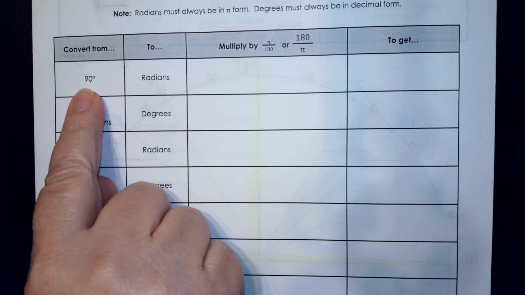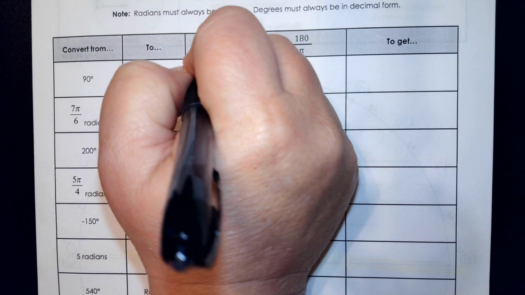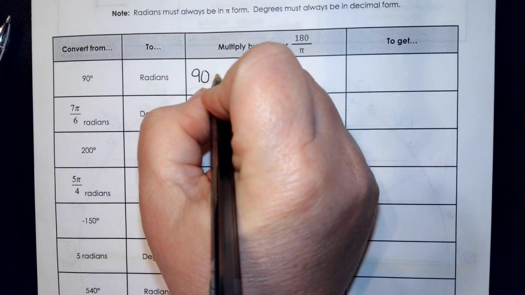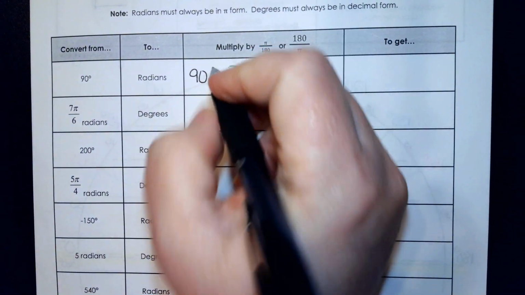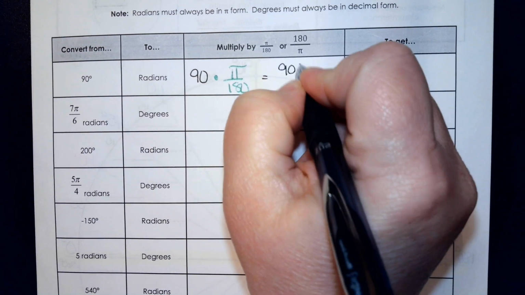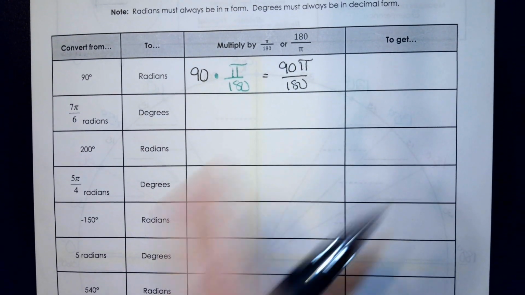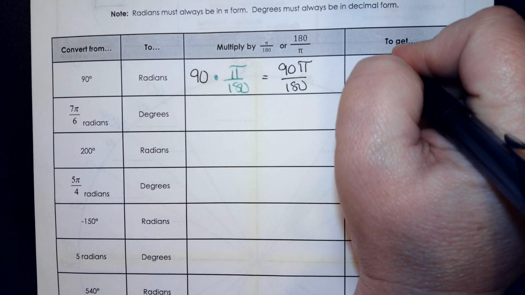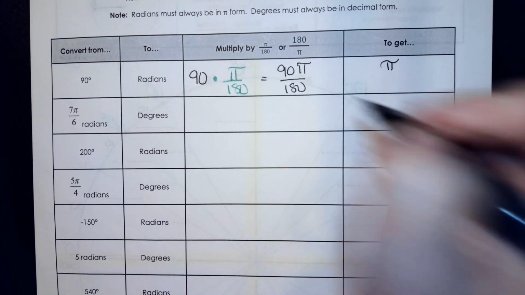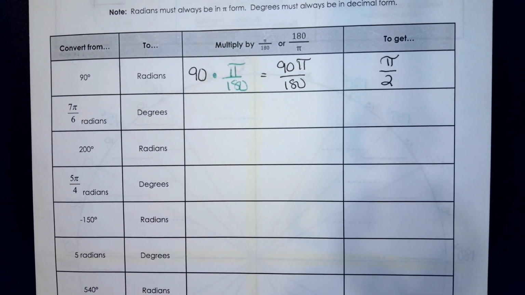Alright, so here we've got 90 degrees and we want to convert it to radians. So we're going to take that 90 degrees and we're going to multiply by pi over 180. This is going to give us 90 times pi, which is 90 pi, and then bring over the 180. Well, 90 over 180 can be reduced. 90 goes into 90 one time, so we get 1 pi or just pi, and 90 into 180 is 2. So this is actually going to reduce to pi over 2.